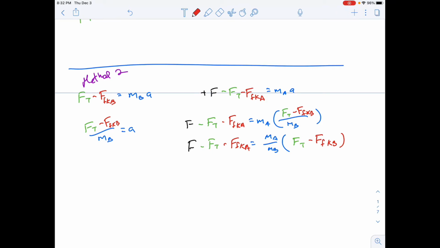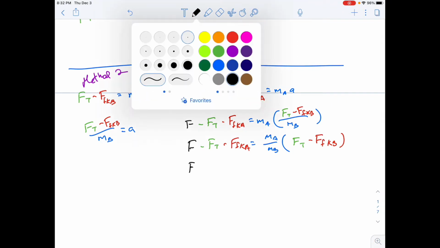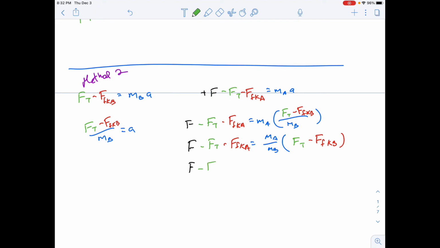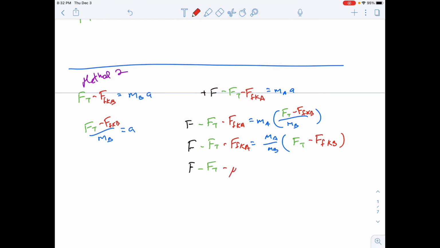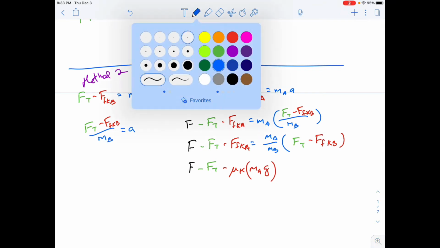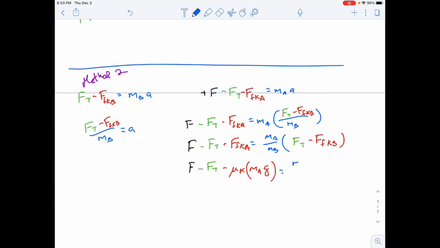And you can see it gets a little messy, and we didn't even substitute yet for the friction values. So, it's going a little long here, it's getting a little stale, and I do apologize, but this is the nature of the problems. This would be mu, k, m, a, g, right? Because mu times Fn, but Fn is going to be equal to the weight because we don't have anything pushing at crazy angles. Ma over mb.